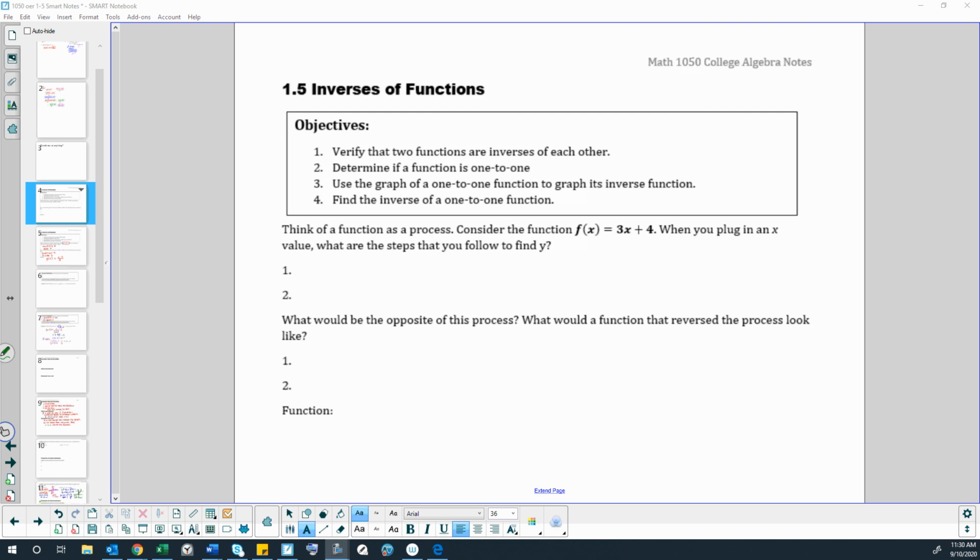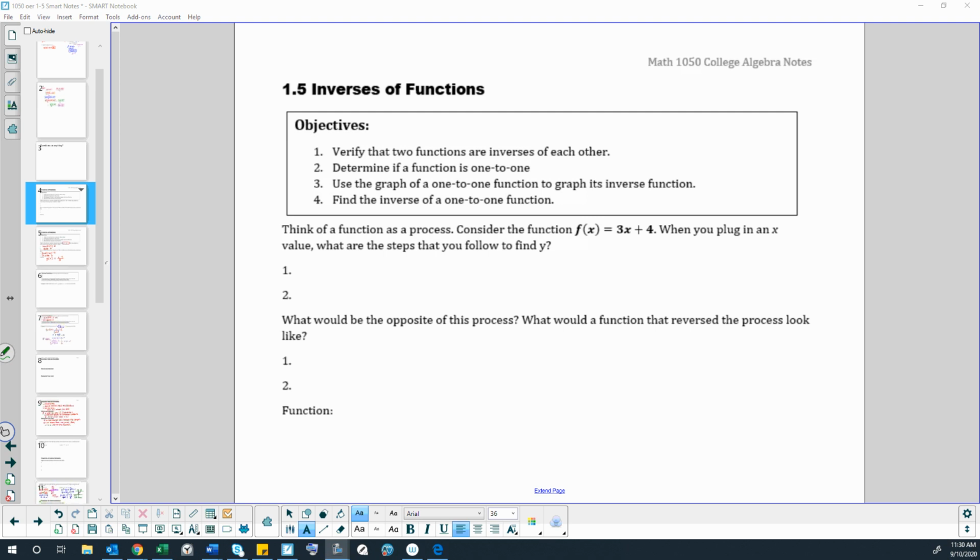Inverses of functions. So think of a function as a process. Consider the function f of x equals 3x plus 4. When you plug in a value for x, what are the steps that you follow to find y? So we would plug in some number for x. If you want, you can think of a number to plug in, like 1 or something. 3 times 1 plus 4.